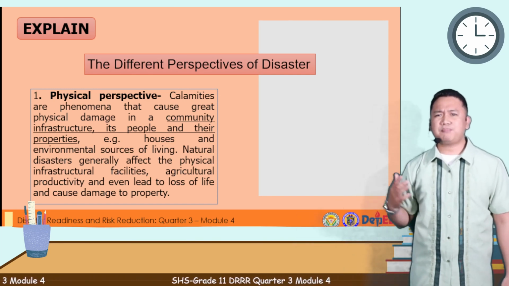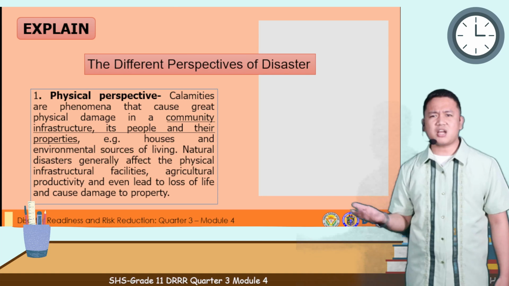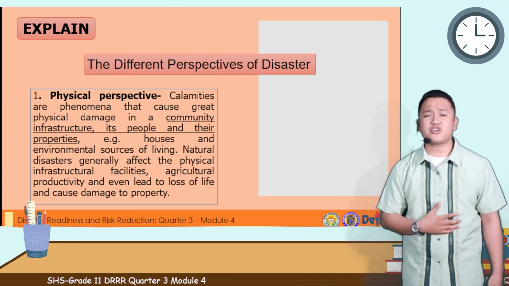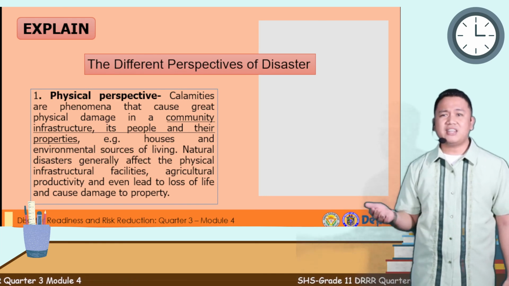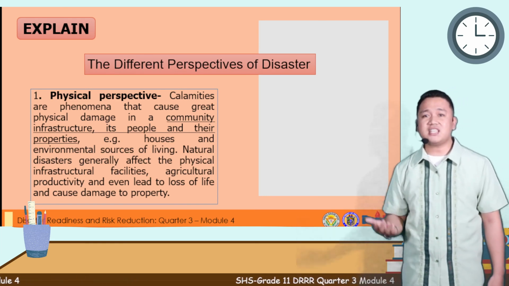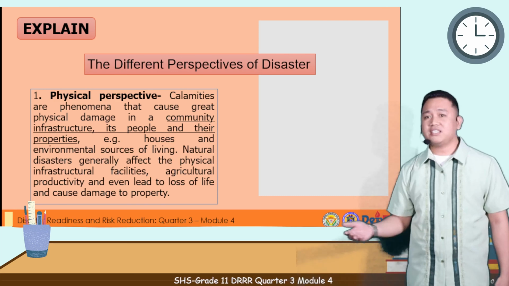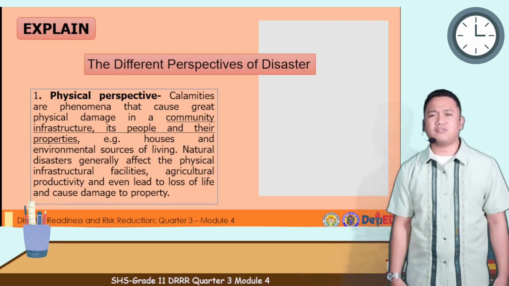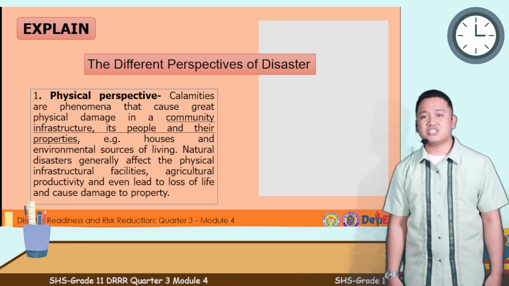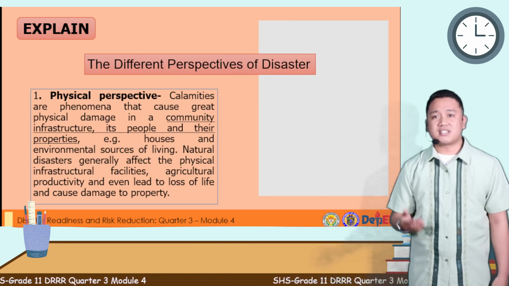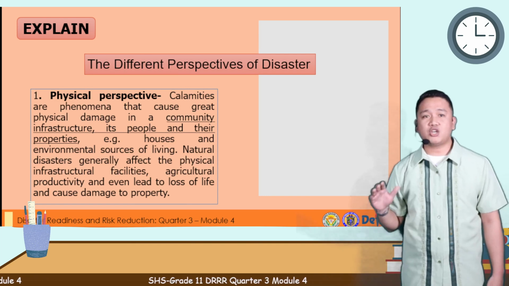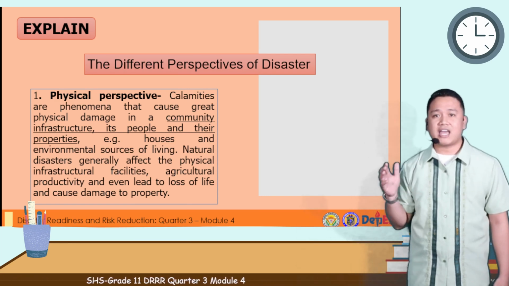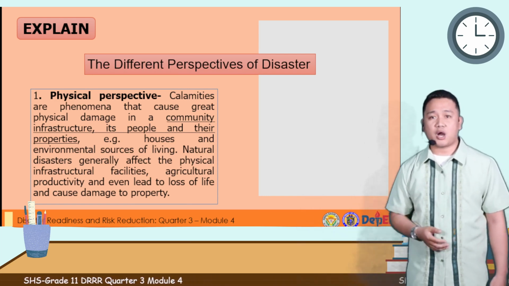Infrastructure, its people and their properties. For example, we have the houses and environmental sources of living. Natural disasters generally affect the physical infrastructural facilities, agricultural productivity, and even lead to loss of life and cause damage to property. When we say physical perspective, there is a damage in community infrastructure and people and to their properties.